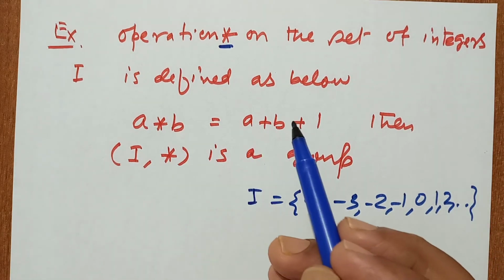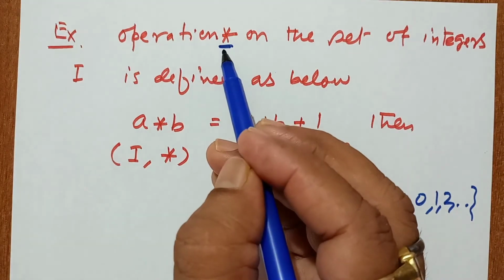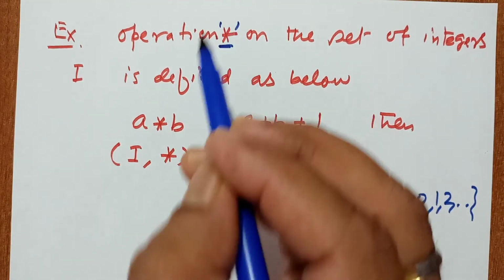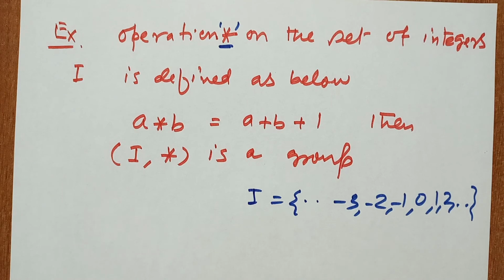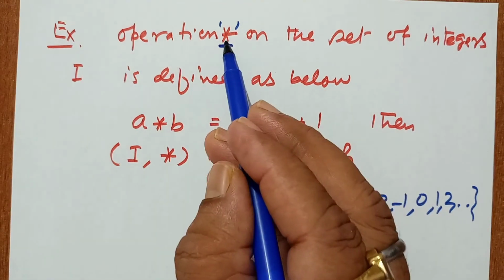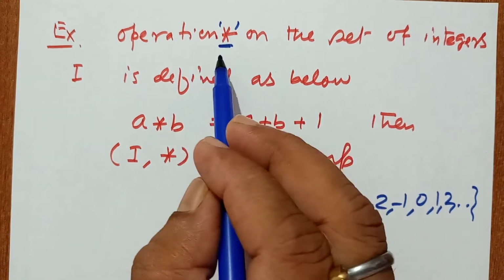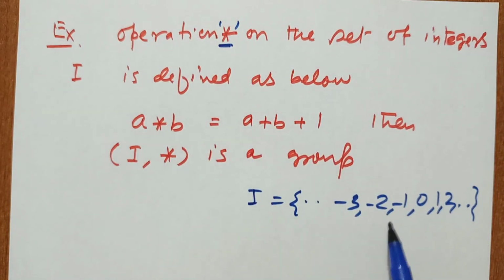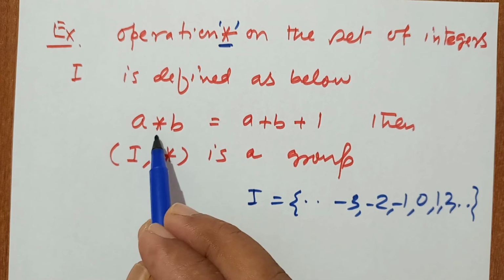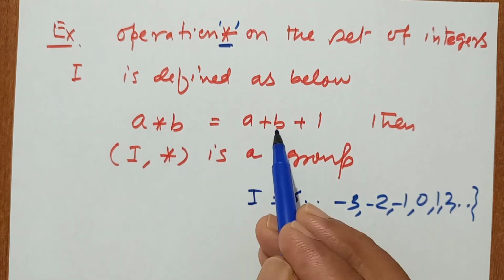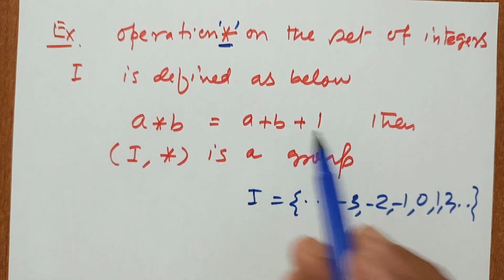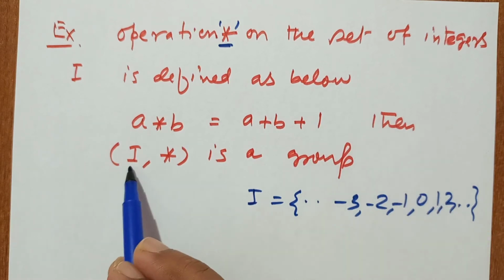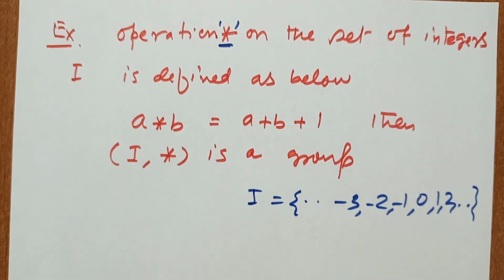And what is operation? So this is operation. Here you see this is a new operation. So if any question gives a new operation, then it is already defined. Okay, so what is operation? If you take any two integers a and b, the operation says a star b = a + b + 1. Then we have to show that this set with the given operation is a group.